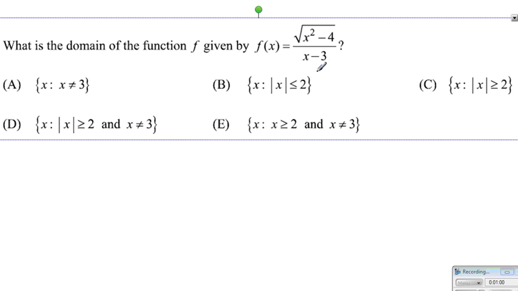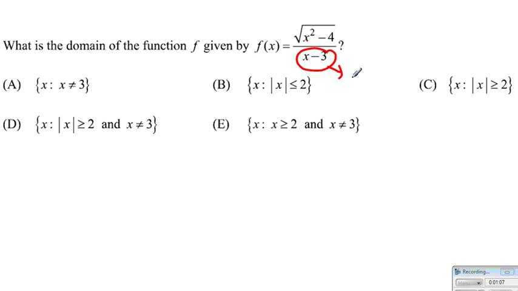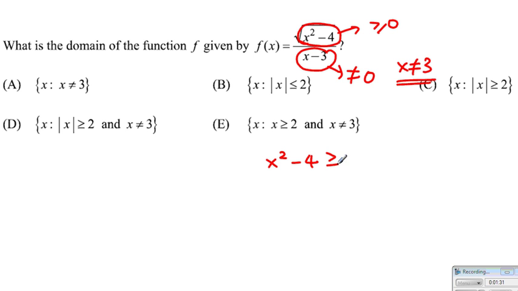All right, let us look at the second question. Domain of the function, in fact, has a few components. One thing is that the denominator cannot be equal to 0. Now, inside of the radical, for the real numbers, this one has to be greater than or equal to 0. Now, in order for us to satisfy the denominator, x cannot be equal to 3. That's one condition. How about this one? x squared minus 4 has to be greater than or equal to 0.